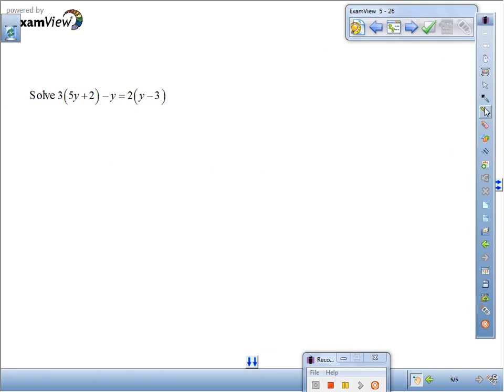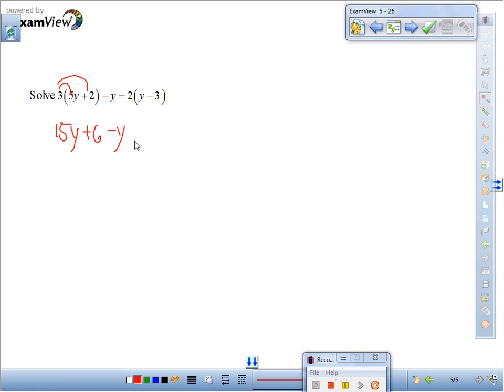Solve. Let's look at it. Do we have any fractions? No. So here we just distribute to get rid of the grouping symbols. So what is 3 times 5y? 15y. 3 times 2, that's 6, minus y. Equals 2 times y, 2y. 2 times negative 3, that's negative 6. All right, can we combine like terms on this side? What is 15y minus y? 14y, we bring down the plus 6, equals 2y minus 6.